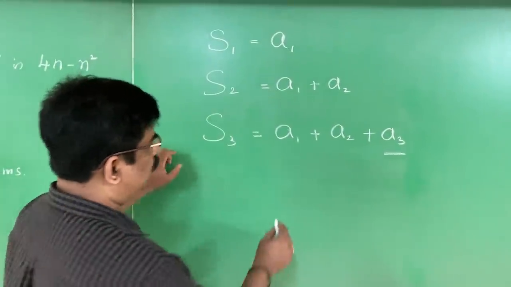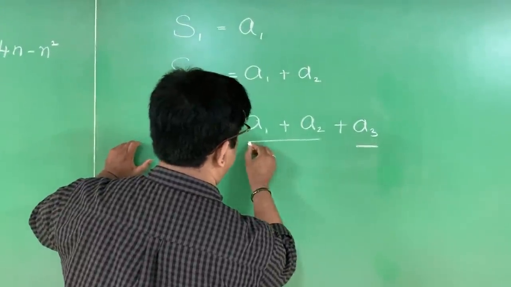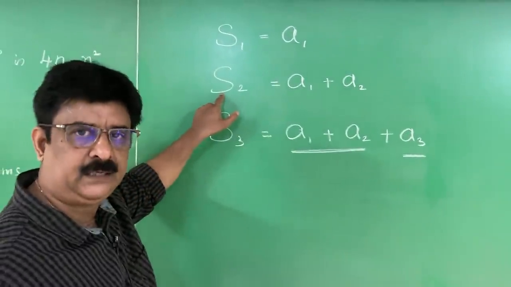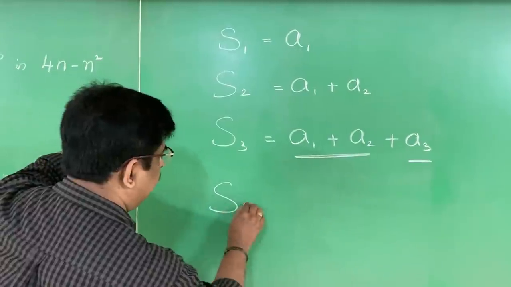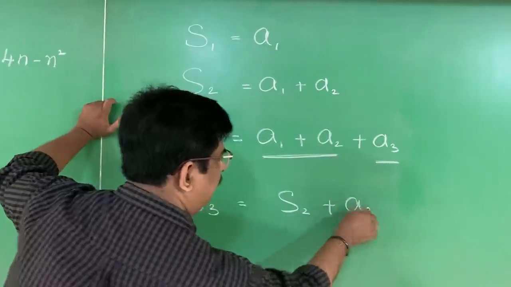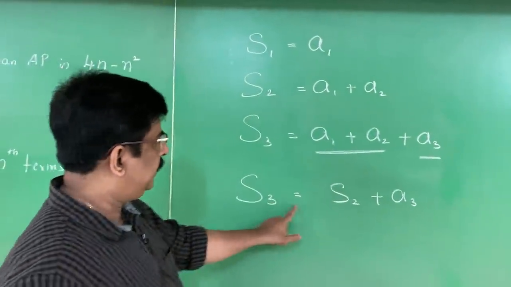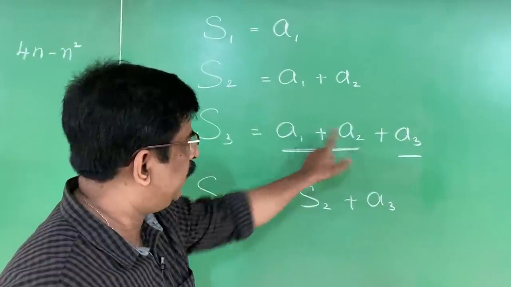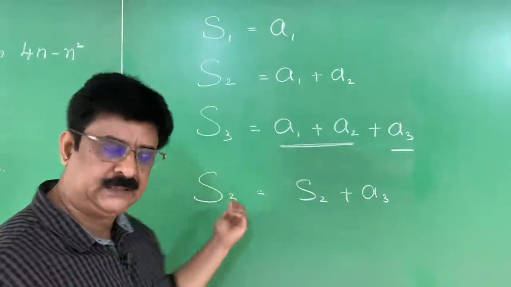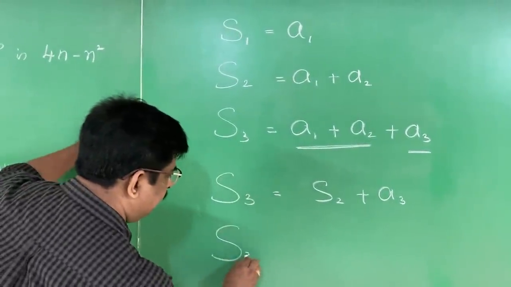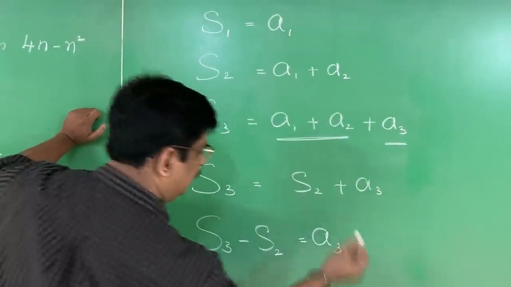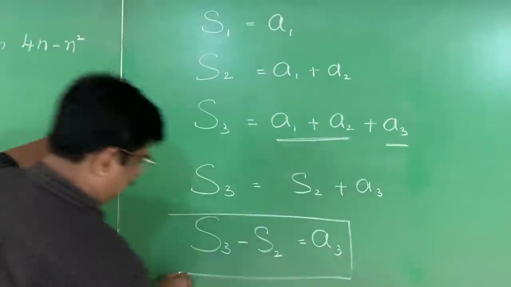What is a skill? Now tell me, what is A1 plus A2? A1 plus A2 is nothing but S2, isn't it? Therefore, S3 is equal to S2 plus A3, right? S3 is equal to, in the place of A1 and A2, A1 plus A2, I can write S2 plus A3. Now S2 I transfer this side. S3 minus S2 is equal to A3.